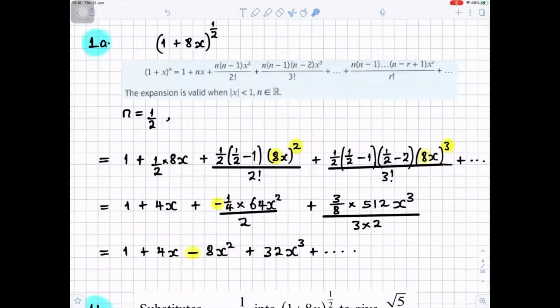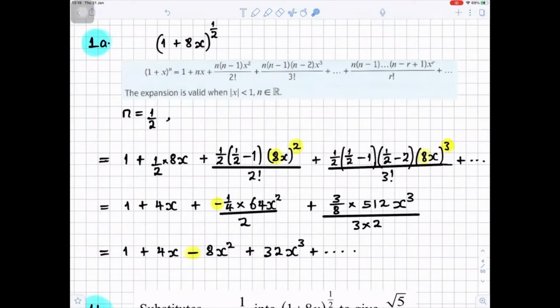To do question 1a, we would use this binomial expansion formula. We will replace x with 8x and n with a half. So it would be 1 plus half times 8x, plus half times (half minus 1) and then 8x all squared. And you have to be careful here because it is the 8 squared and the x squared as well.